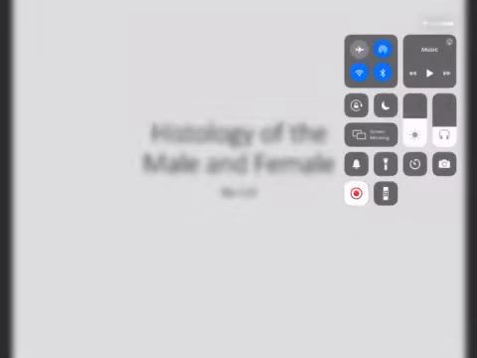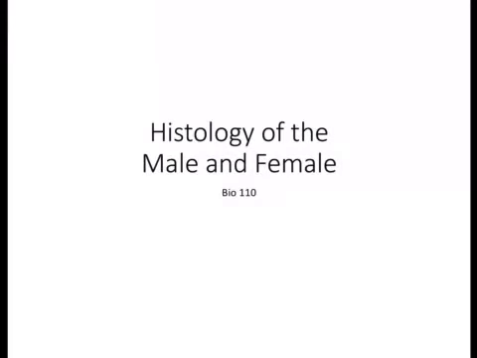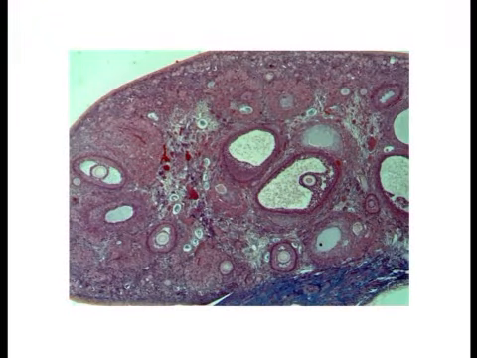Hi everybody, today we're going to be talking about histology of the male and the female reproductive system. So we're first going to be looking at an image of an ovary.